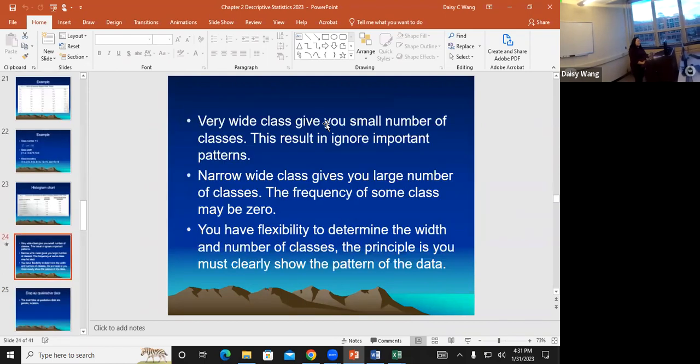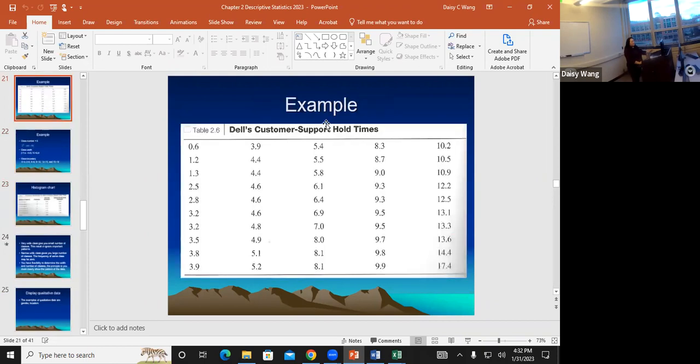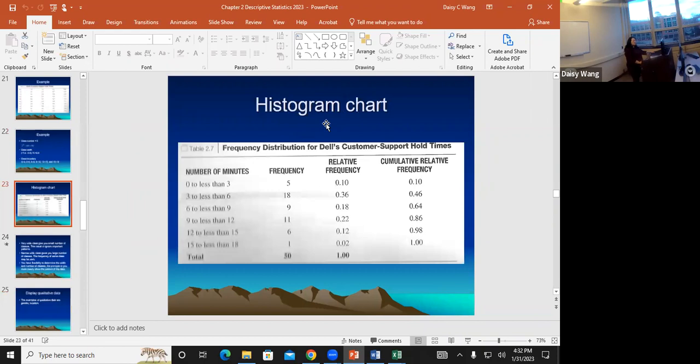Okay, so this can give us a better description of this data compared to this one, right? So you see from here, the most common waiting time will be between 3 to 6 minutes. By Dell, which is not true. I don't know how many of you call Dell. I waited one hour, sometimes more than 1 hour before.